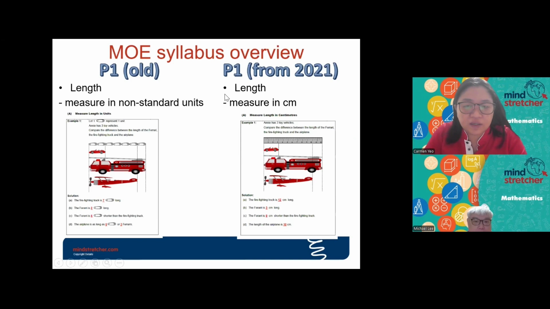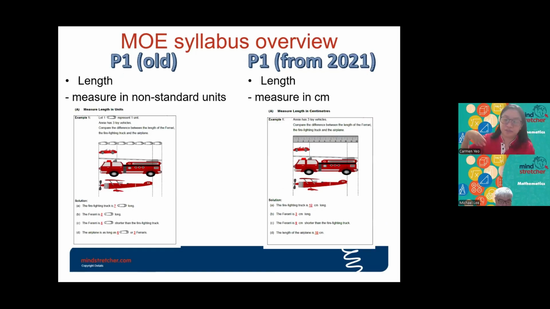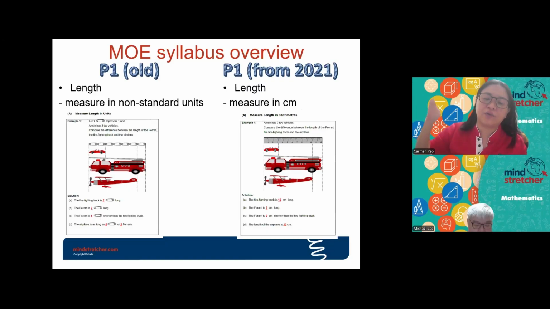Okay, all right. So just now, at the beginning of the webinar, I did ask if anyone has siblings. If any of your primary one children have siblings in secondary school, then they will be doing a different syllabus. Okay, but if your other child is now in primary six or below, they are still in primary school, then it will be the same syllabus, because the MOE syllabus we are using currently has been implemented since 2021. Okay, for primary one, it has been implemented since 2021. So we can look at P1 from 2021.